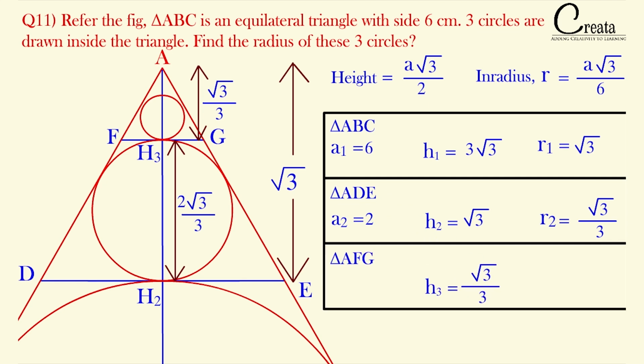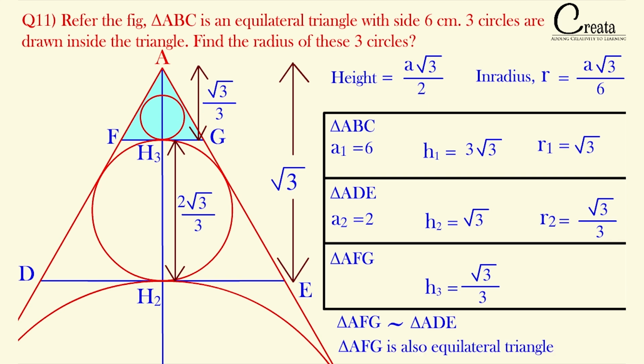We got the height. Further, DE and FG are parallel to each other. If we apply the same fundamental that we have applied for the big circle, we can say the triangle AFG is similar to triangle ADE. All the three angles of both the triangles are equal. The fundamental of corresponding angles and the transversals will be applicable. We got triangle AFG is similar to triangle ADE. So we can say triangle AFG is also an equilateral triangle.